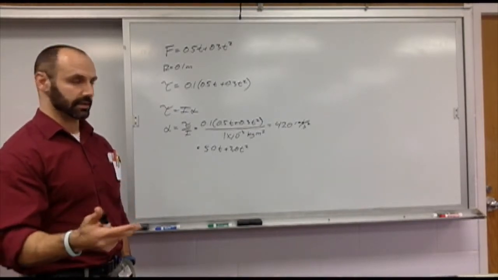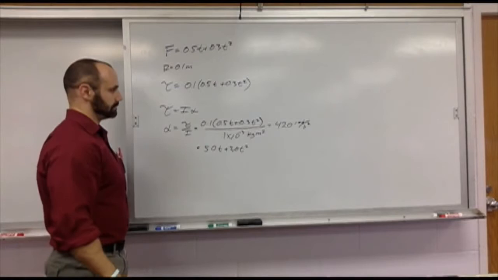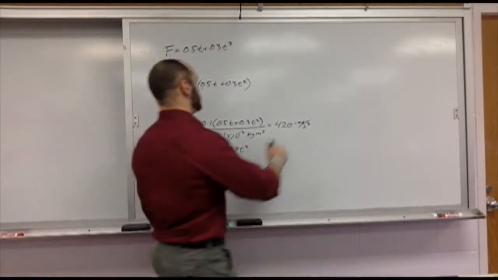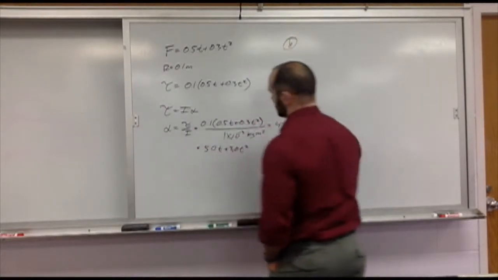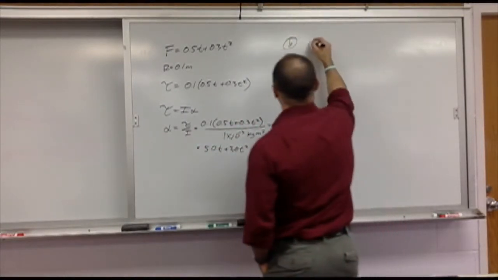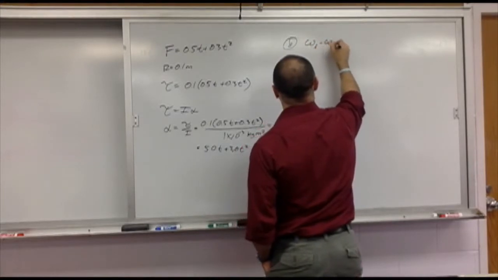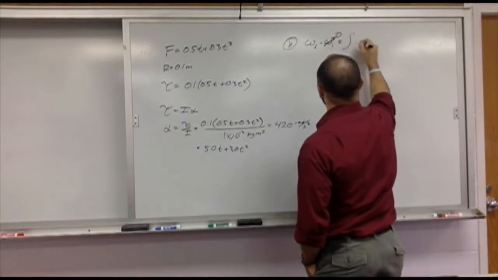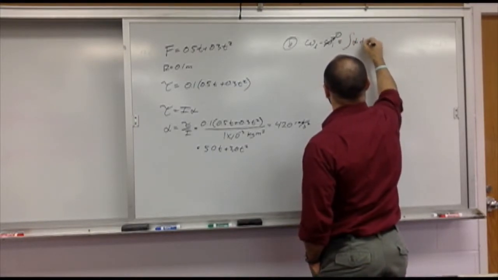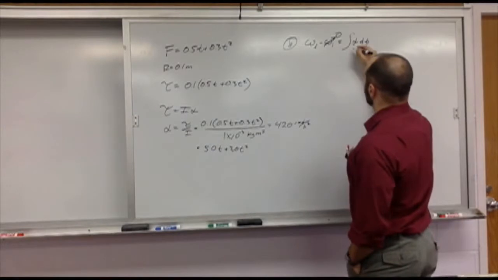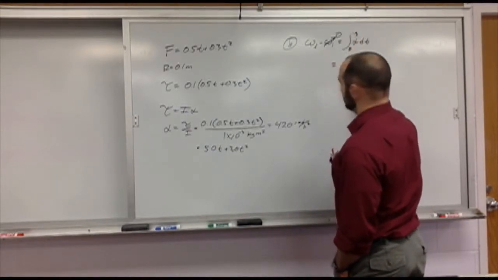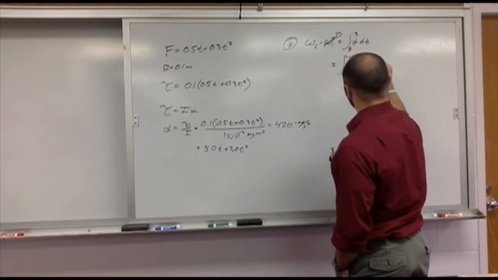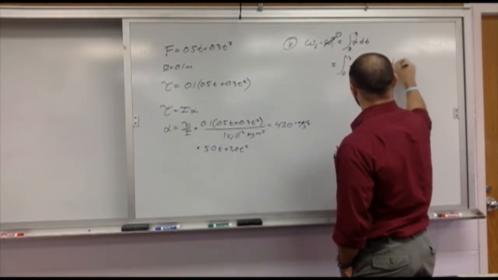I can't use delta omega equals acceleration times time. Instead, I have to do an integral. Okay, so here's part B, even though it's not labeled that way. So omega f minus omega i, but omega i is 0. So this is the integral of alpha dt, from 0 to 3 seconds. So this is going to be the integral from 0 to 3 seconds of 50t plus 30t squared dt.